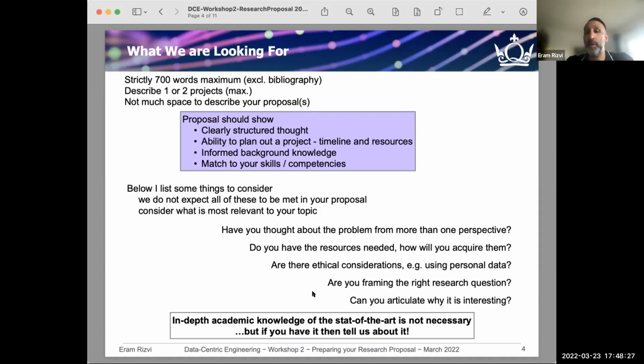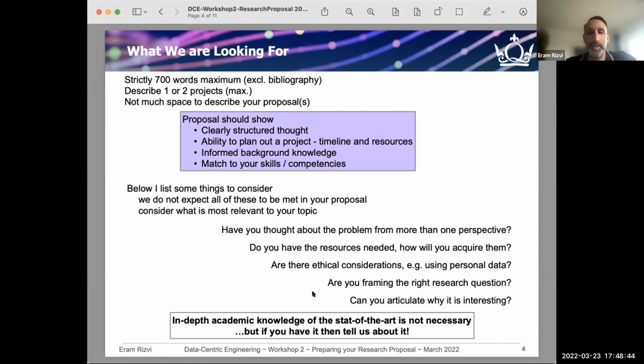And then finally, can you articulate why it's interesting? So that enthusiasm that you have really should come across in the documents, because after all, if you're selected, you're going to be working on this project for up to 4 years. So it really needs to be exciting and interesting to you, and we want to see that in the document.